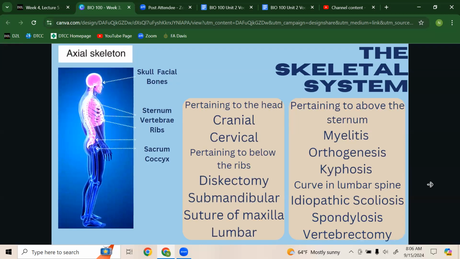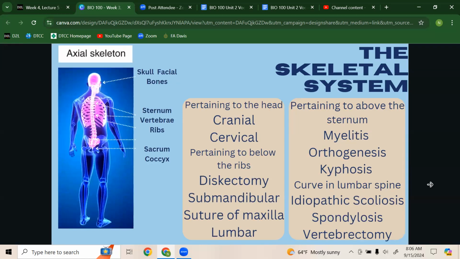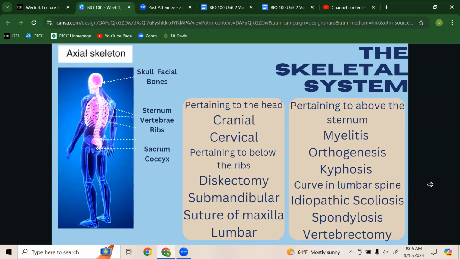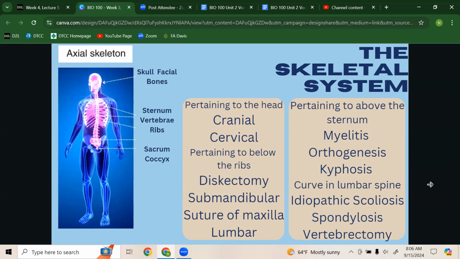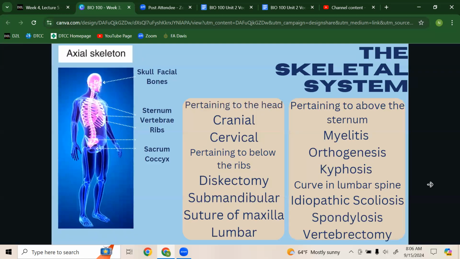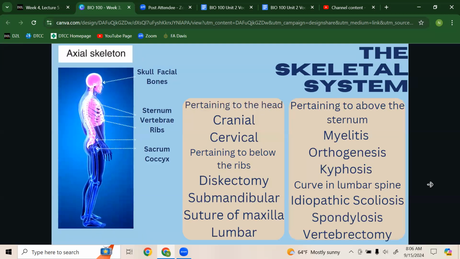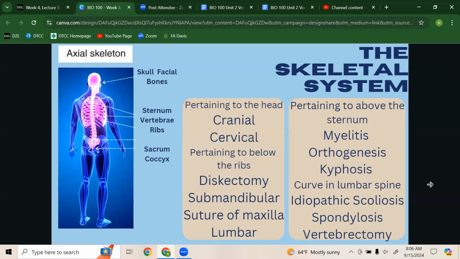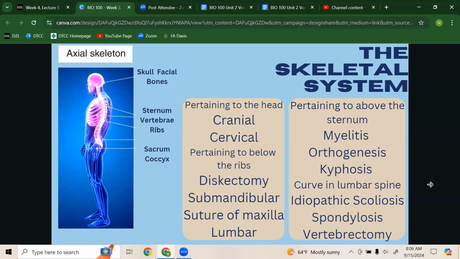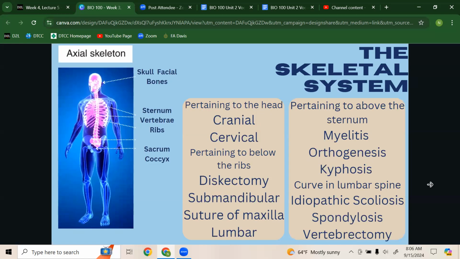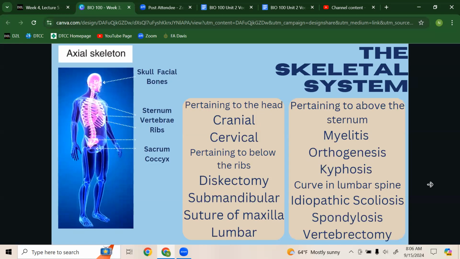Okay, so you certainly do not have to memorize every single bone in the body for this class, but we are going to talk about them just a little bit. So you have the axial skeleton. This is going to be everything that's right in the center. It starts with your skull and your facial bones. So you have multiple bones that make up the skull and the face to protect your brain.